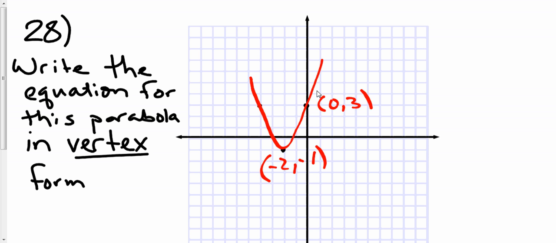Okay. So, we want the equation for... hey Logan, showing you how to do 28 so that you can do 27. So it says write the equation for this parabola in vertex form. So what do I know about this parabola? I can write in vertex form.